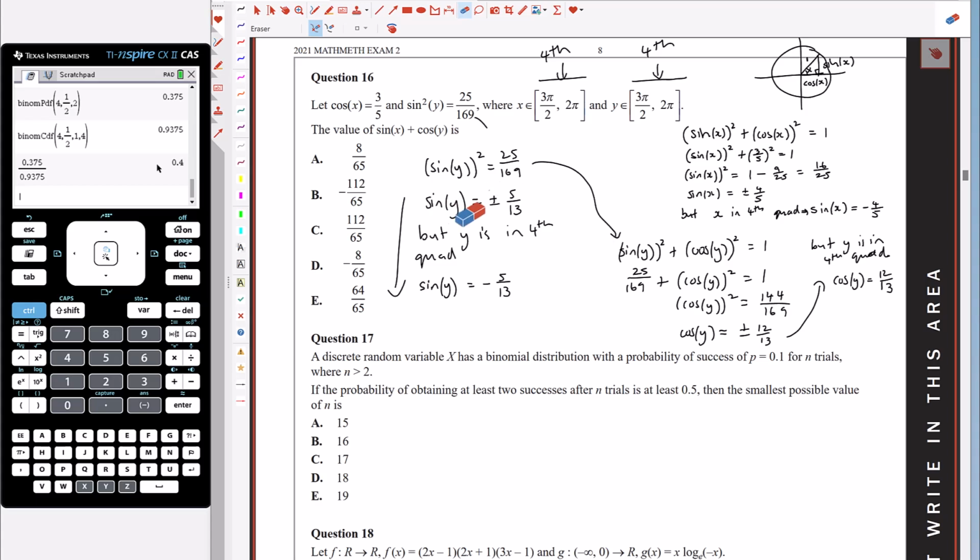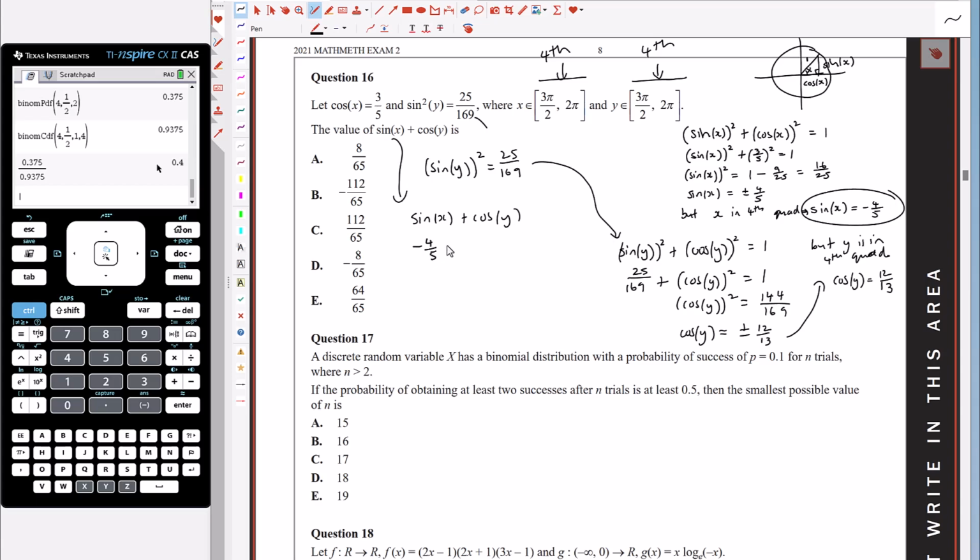Okay, so as I said, we didn't actually need this bit, so let's get rid of it and clear ourselves some space. Now we want to find the value of sine x plus cos y. Sine of x we worked out up here is negative 4/5, plus cos of y we've worked out is positive 12 on 13. So let's get our CAS to do that for us. Negative 4/5 plus 12 on 13 is going to be 8 on 65. So option A.